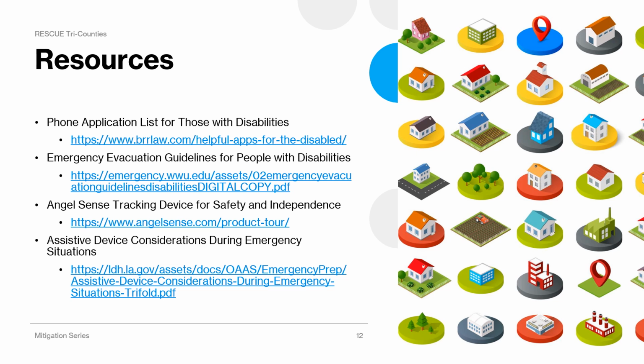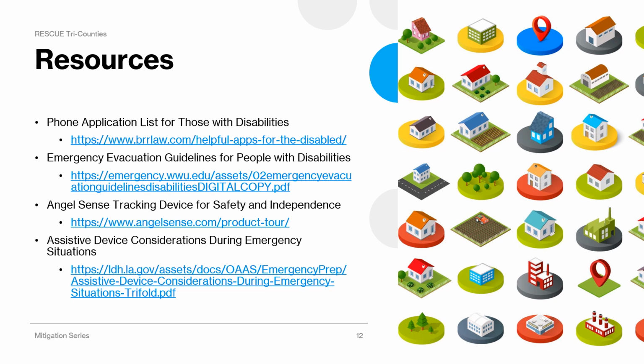These resource links can be found on the TCRC website in the Rescue Tri-County section and are also listed below in the description of this video. They cover phone application lists for those with disabilities to consider downloading, some guidelines for emergency evacuation for those with disabilities. I've also included a link to the Angel Sense tracking device. Again, this is not an endorsement. This is more just to show you something that exists specifically for individuals that we serve.